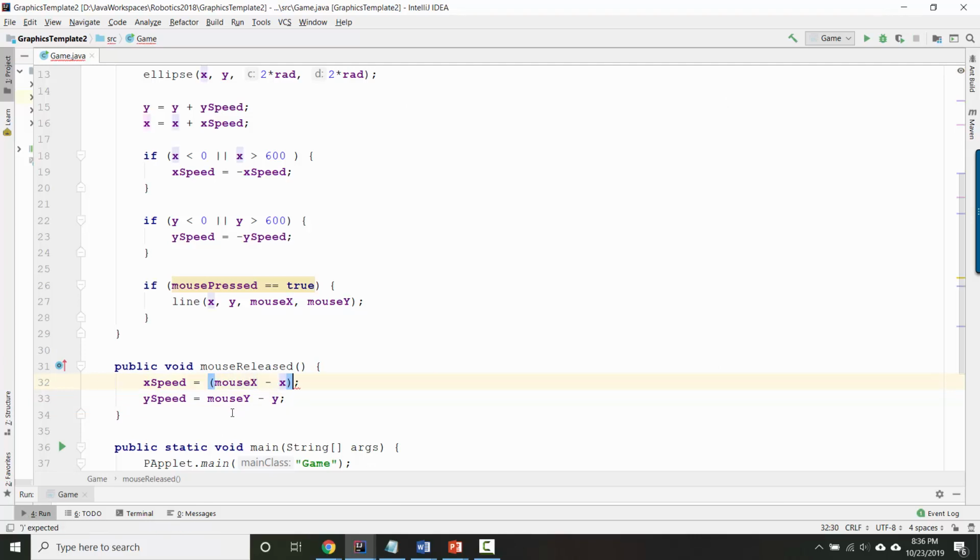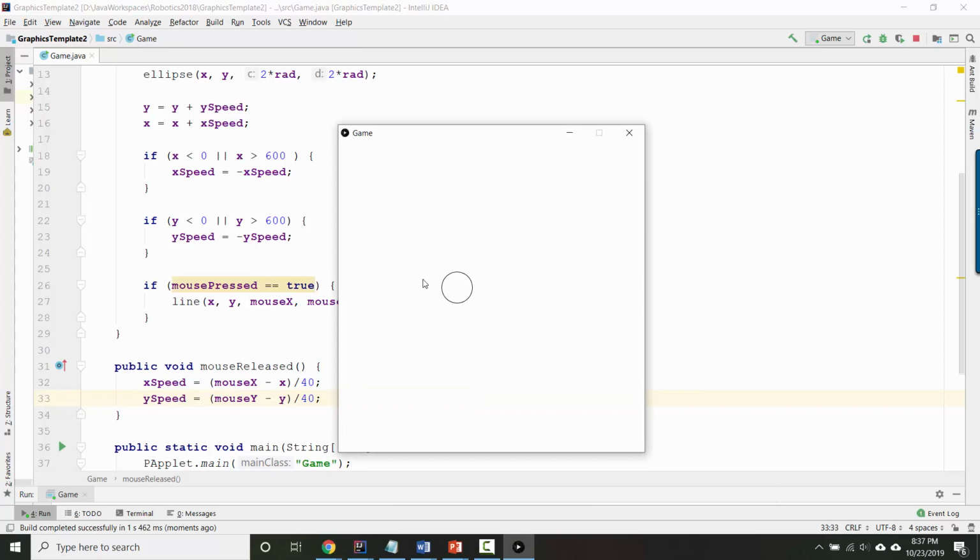A very easy solution to this is let's divide it by a value that will slow the speed down. And we want the speed to get slowed down by the same amount in the x direction and the y direction. So now I select and I let go, and there we go. It's moving towards the mouse, and it just keeps bouncing. So that's a nice mechanic.